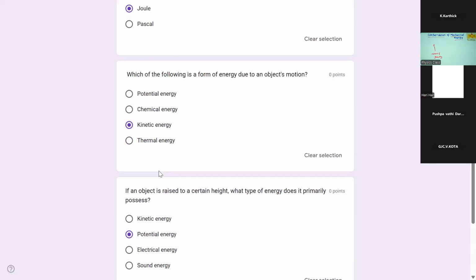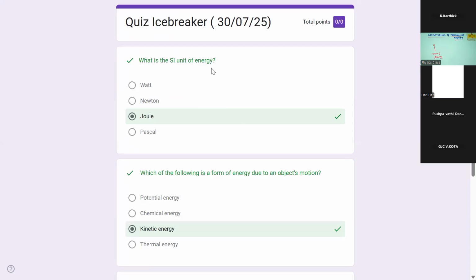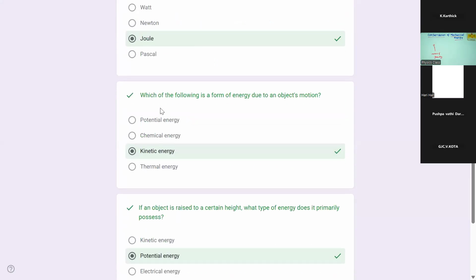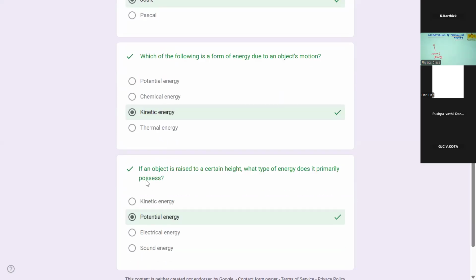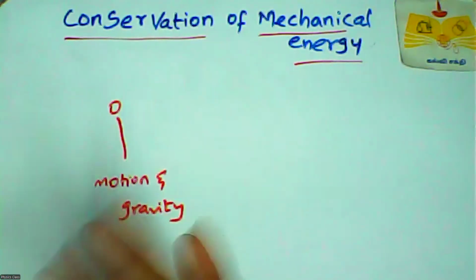Let me check. What is the SI unit of energy? Joule. Very good. Which of the following is a form of energy due to the object motion? Kinetic energy. Very good. If an object is raised to a certain height, what type of energy will it possess? Potential. Very good. Great responses. Well done, students. Excellent, I see most of you have submitted correct responses.